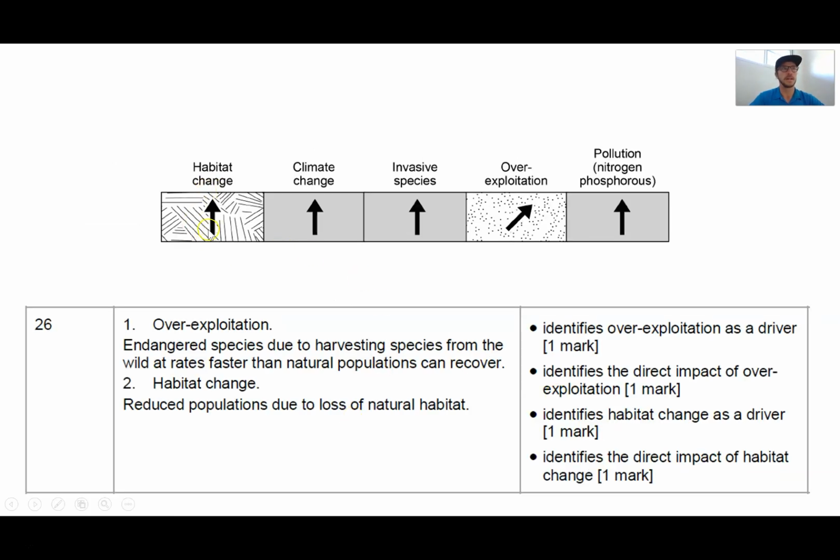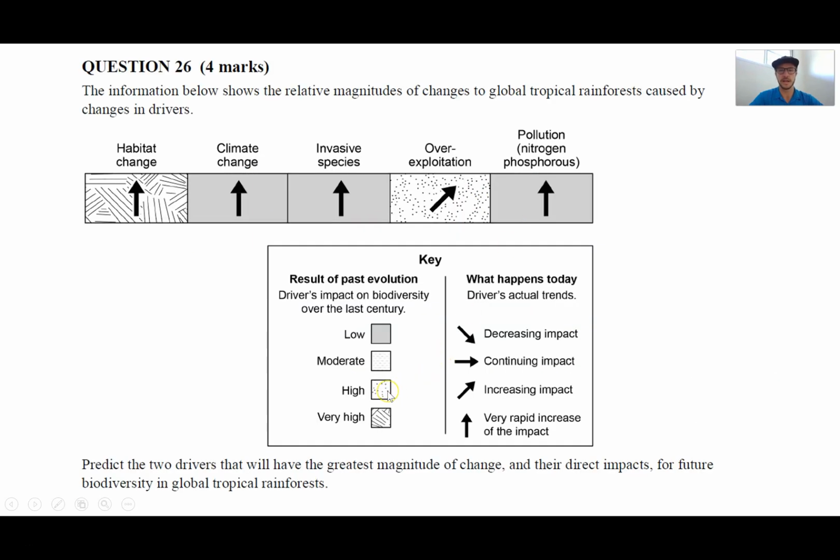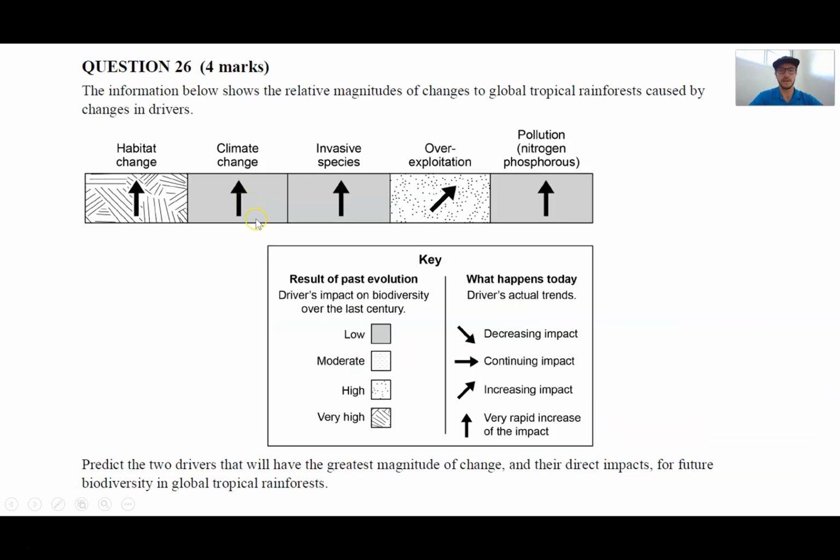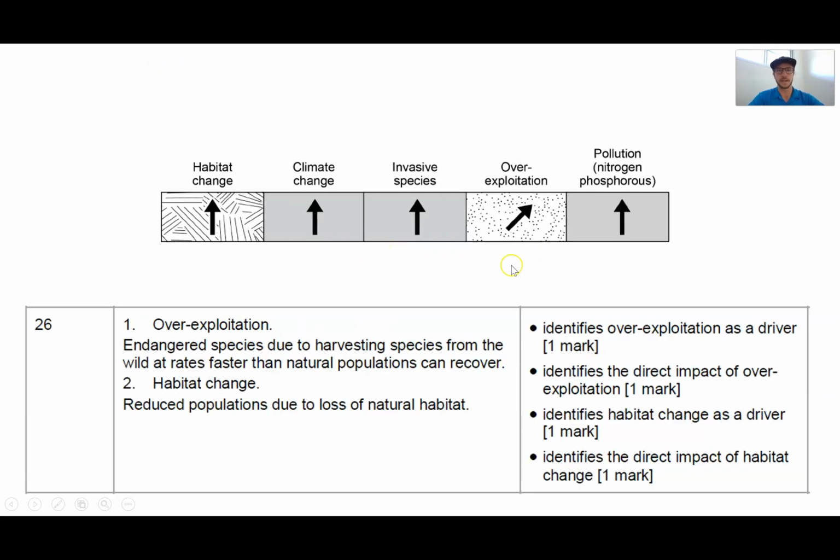So hopefully you've had time to have a look, and the answers we came up with in the exemplar is this one and this one. Why overexploitation? Because if you think back to the key, it is high. And habitat change, well, that one is very high. Why is overexploitation? Endangered species due to harvesting species from the wild at rates faster than natural populations can recover. So it's just providing a bit of context to the answer here.